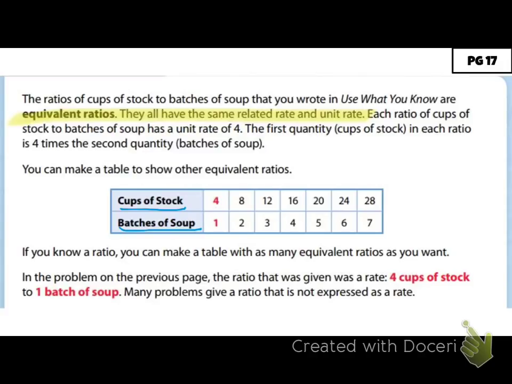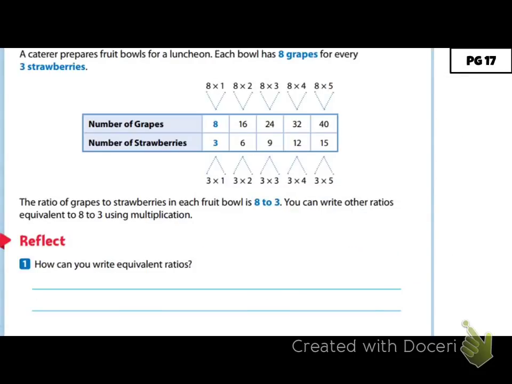In the problem on the previous page, the ratio was a rate, 4 cups of stock to 1 batch of soup. Many problems give a ratio that is not expressed as a rate. A caterer prepares fruit bowls for a luncheon. Each bowl has 8 grapes for every 3 strawberries. So we can see on this table that they didn't give us the rate. They gave us just a ratio, which is here.